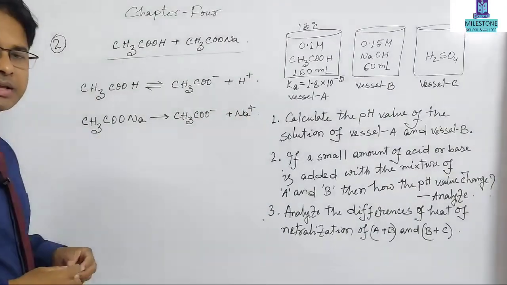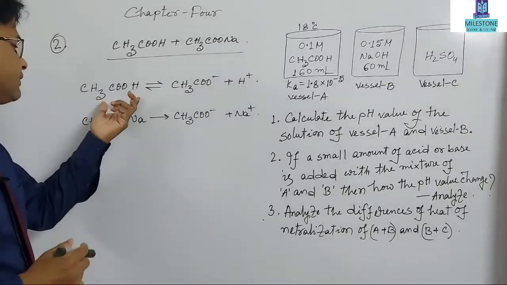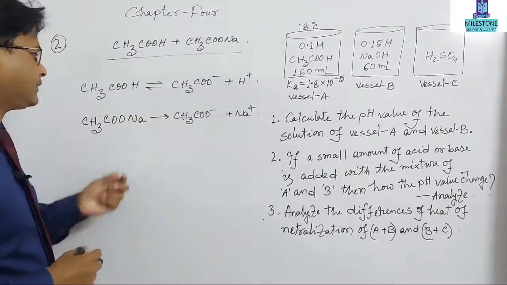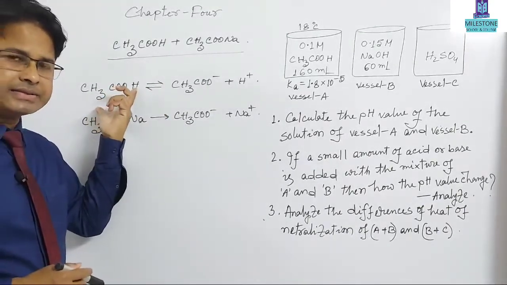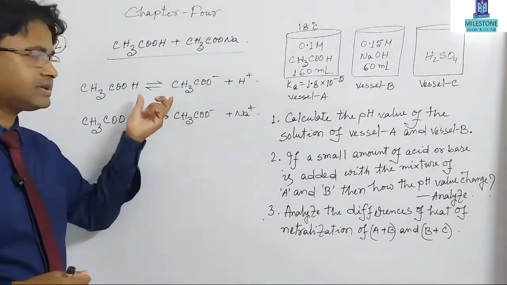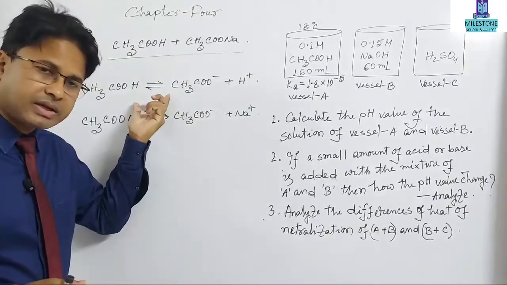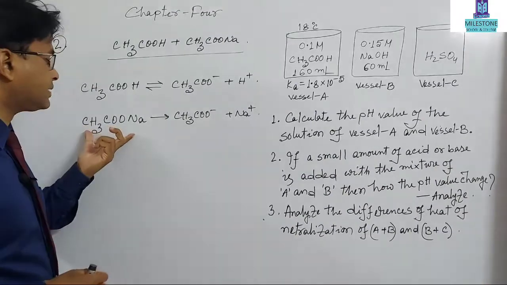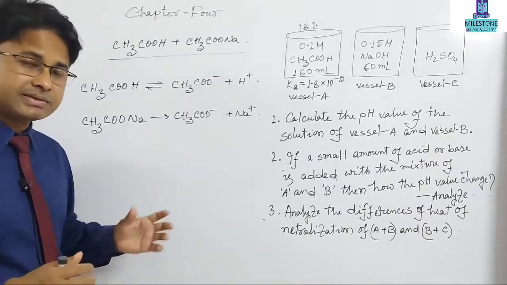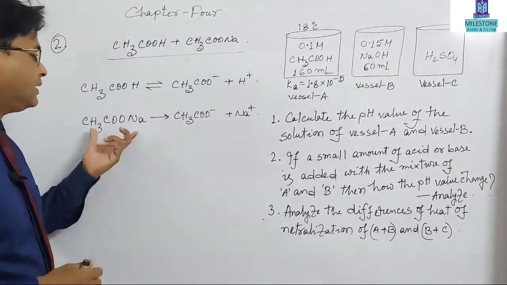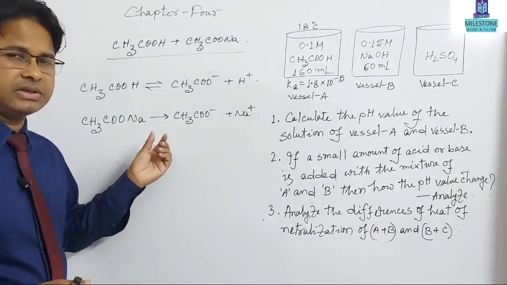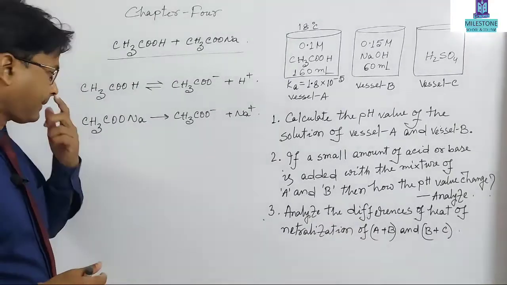Students, you can see that in the first reaction I have written the reversible sign because it is a weak acid, and the ionization process exists at the equilibrium state. But sodium ethanoate is a strong electrolyte, and that's why it ionizes completely in the aqueous solution. That's why I have shown here the one-way direction reaction.